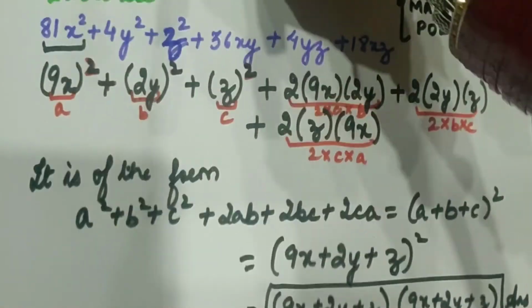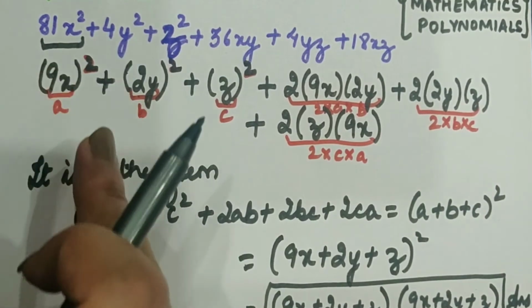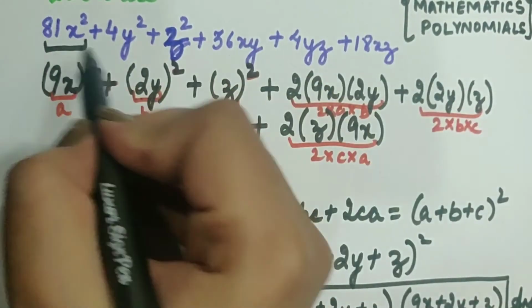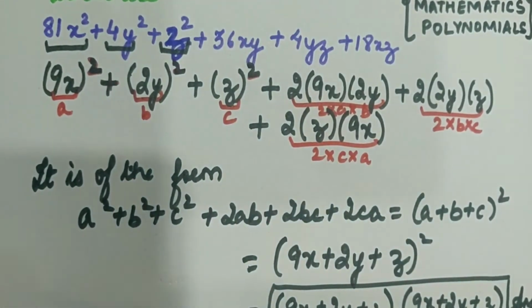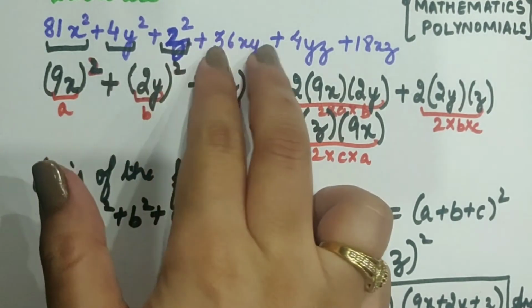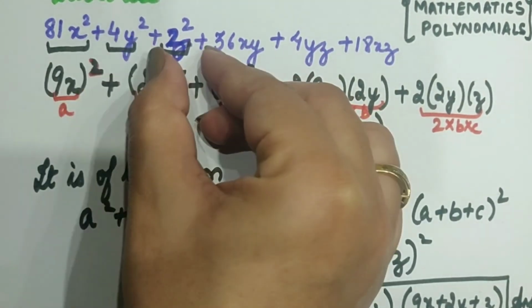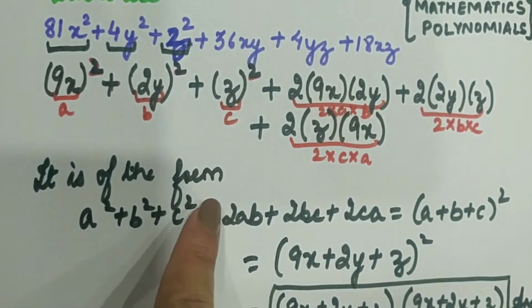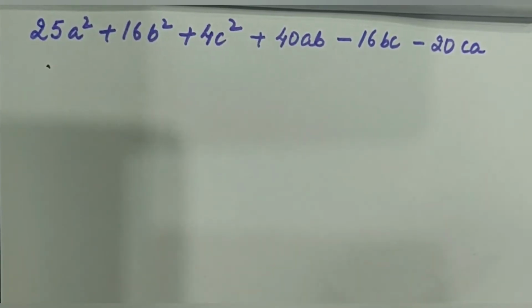See how to observe which form this is. Remember, whenever there are 6 terms and out of those 6 terms 3 are perfect squares, whenever we are having 6 terms, 1, 2, 3, 4, 5, 6, and out of those 3 terms are perfect squares, then there is a possibility that we can use this algebraic identity. Let's take one more example.